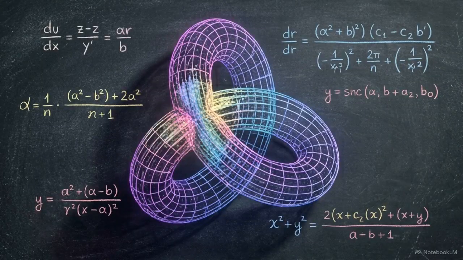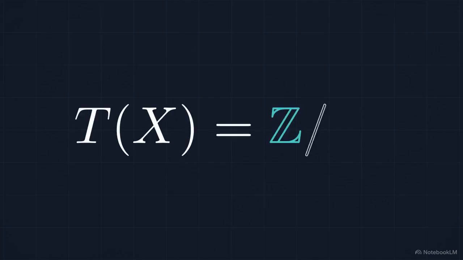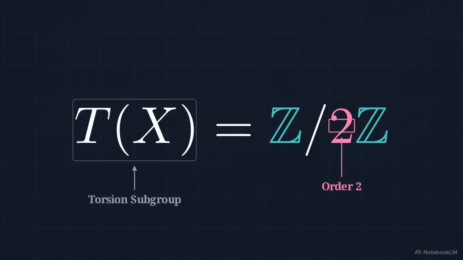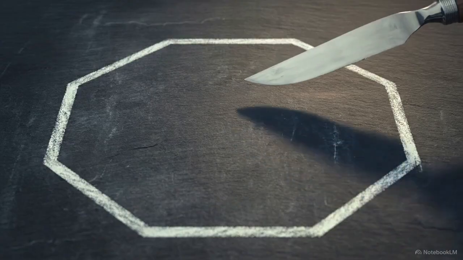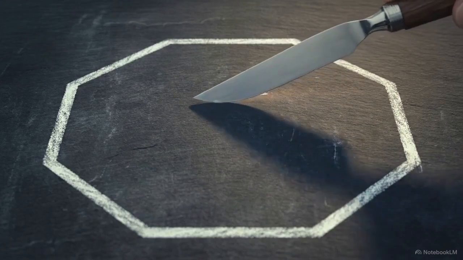We can contrast this with the results for an m-fold connected sum of projective planes. Unlike the tori, the calculation for the projective plane yields a torsion subgroup of order 2. Theorem 75.5 formalizes what this means. Because the ranks and torsion subgroups are definitively distinct, the surfaces themselves must be distinct. Homology successfully strips away the uncomputable noise of the fundamental group to provide the exact topological invariants we sought. Homology gives us a perfect mathematical ruler to measure surfaces.